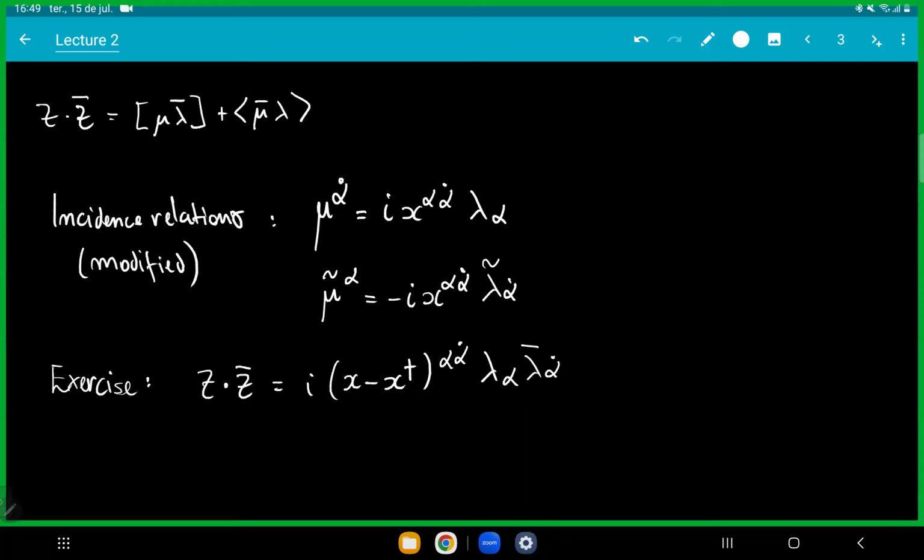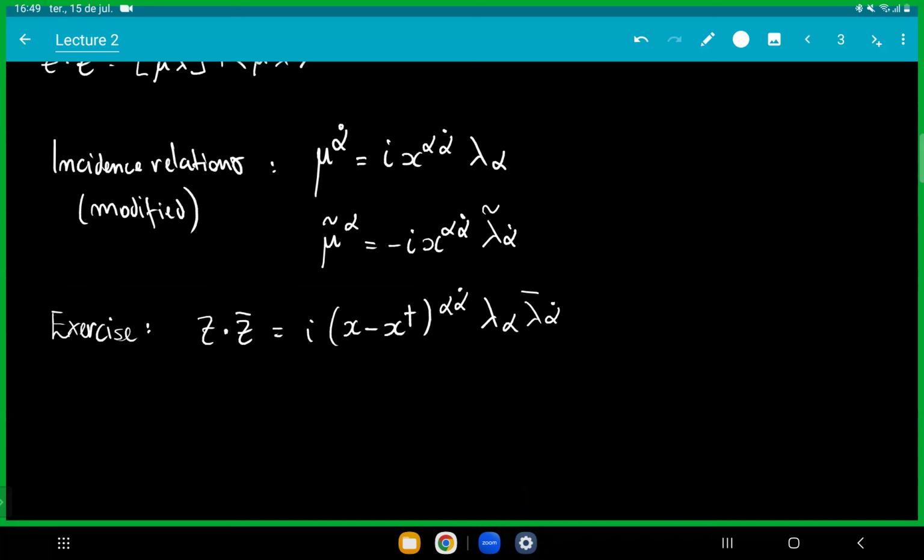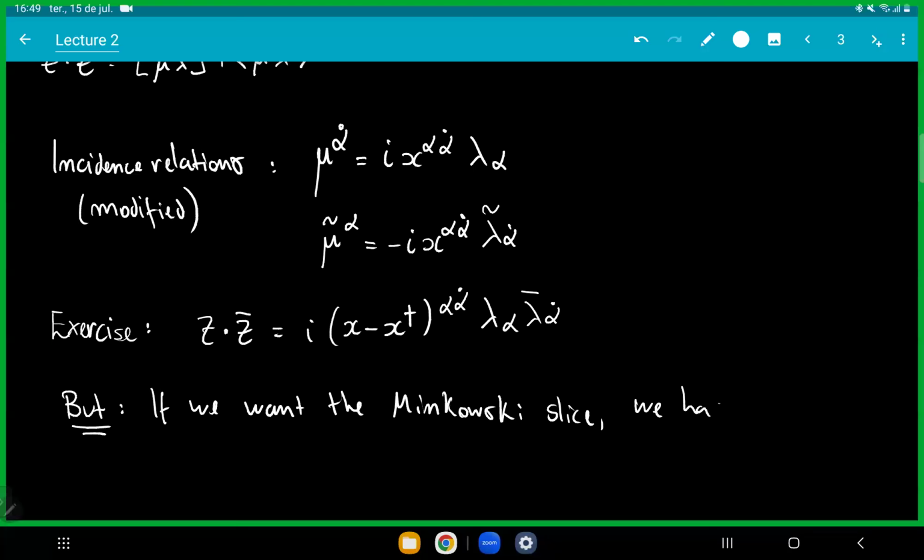So if you do this computation, you find this, but if we want the Minkowski slice, we have to impose the condition that X is equal to X dagger. And let me put the indices here to be a little bit more explicit. Alpha and alpha dot.